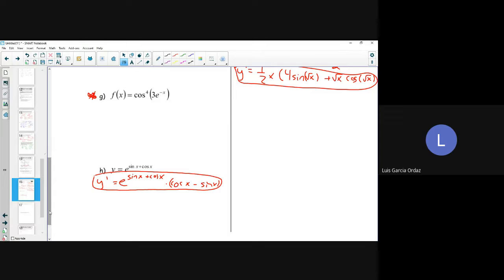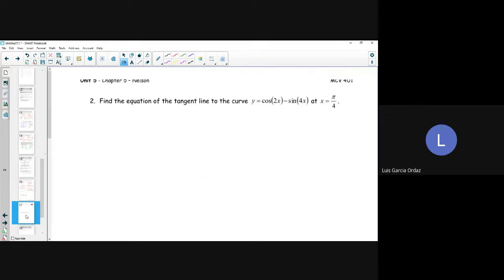And now we're moving on to some word problems. So my first word problem is going to be find the equation of the tangent line to the curve, y is equal to cos 2x minus sine 4x at x is equal to pi over 4.